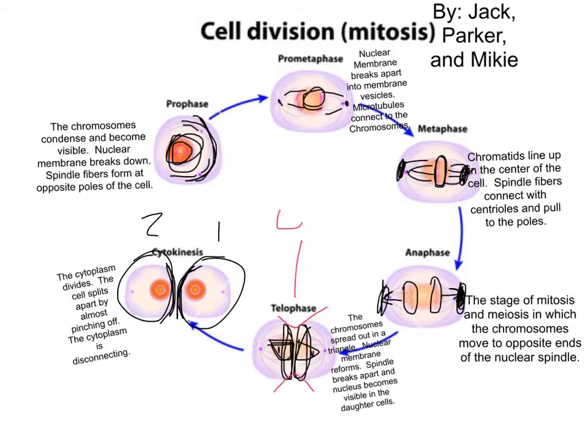that is called the cleavage furrow. Just a quick vocab word, cleavage furrow. And that is all on mitosis.